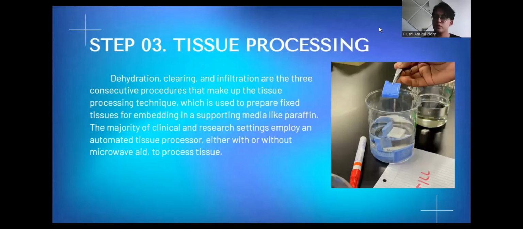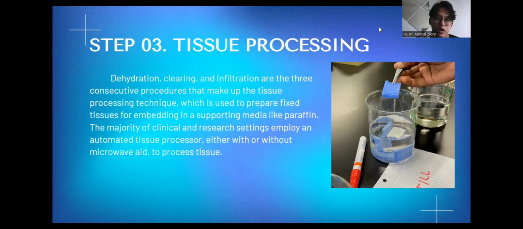Okay, so we move to the third step, which is tissue processing. Dehydration, clearing, and infiltration are the three consecutive procedures that make up the tissue processing technique, which is used to prepare fixed tissues for embedding in a supporting medium like paraffin. The majority of clinical and research settings employ an automated tissue processor, either with or without microwave aid, to process tissue. As you can see in the picture, the specimen is being inserted into a saline solution.